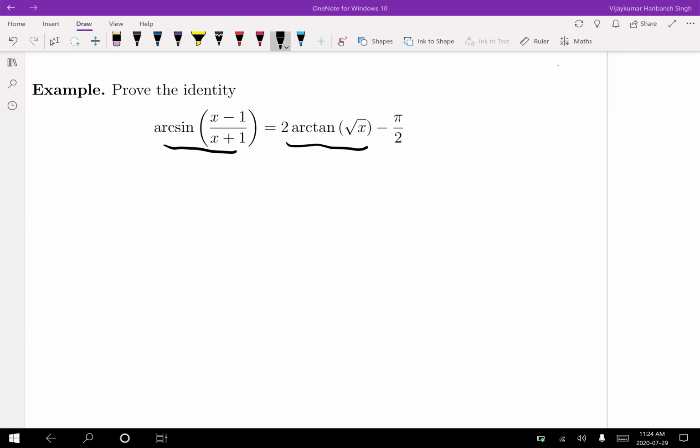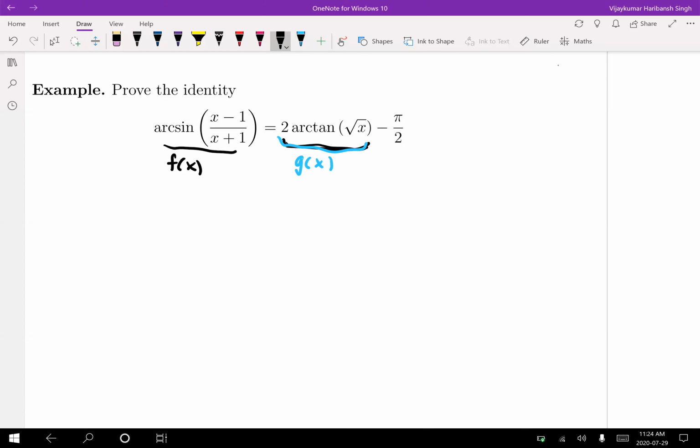In this case, we'll take the derivative of arc sine of this part and this part, and show that the derivatives are equal. So let's proceed on that. First, let's call this f of x, and let's call this g of x.